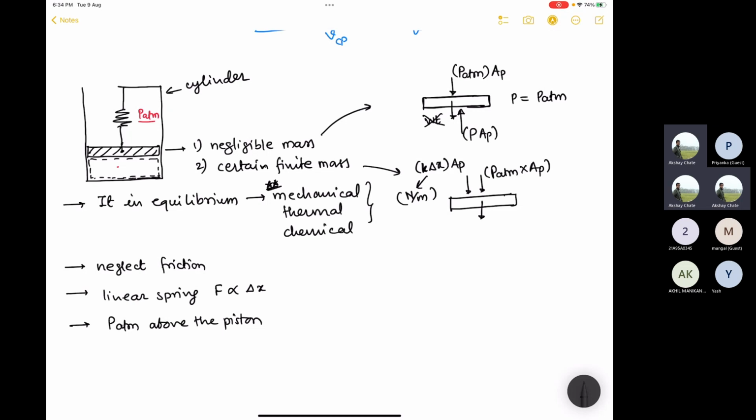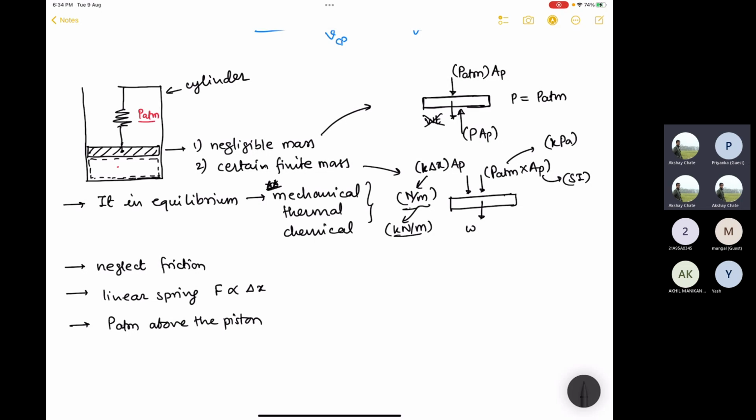Please make sure all your units match. This is the only part where you can make a mistake if your concept is clear. Please be careful that your units are there, because generally we take pressure in kPa and we take area in SI units. So you should be careful that your unit of K should also generally be taken in kilonewton per meter, because otherwise you'll miss by a factor of 10 to the power 3 and your answer will be completely wrong. It's not like you'll be in some ballpark figure near the answer. You'll be completely off. So please make sure that your units are matched.